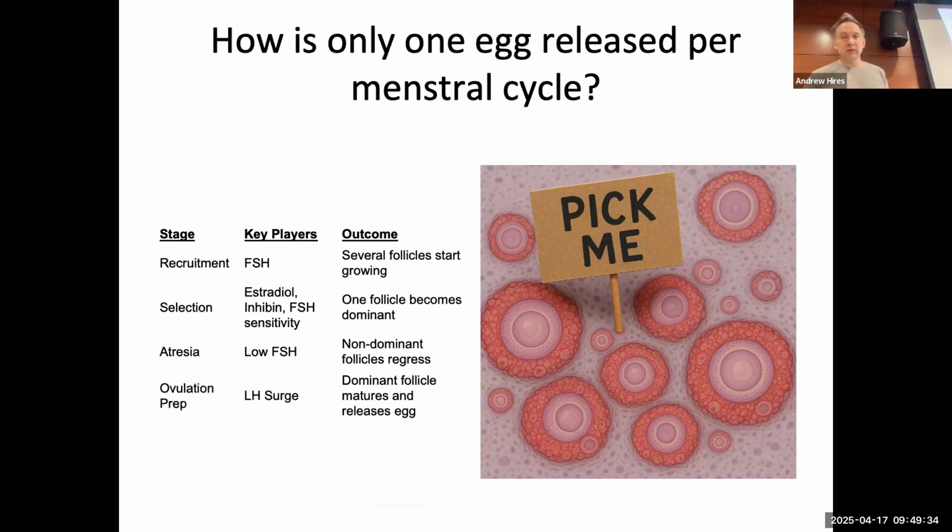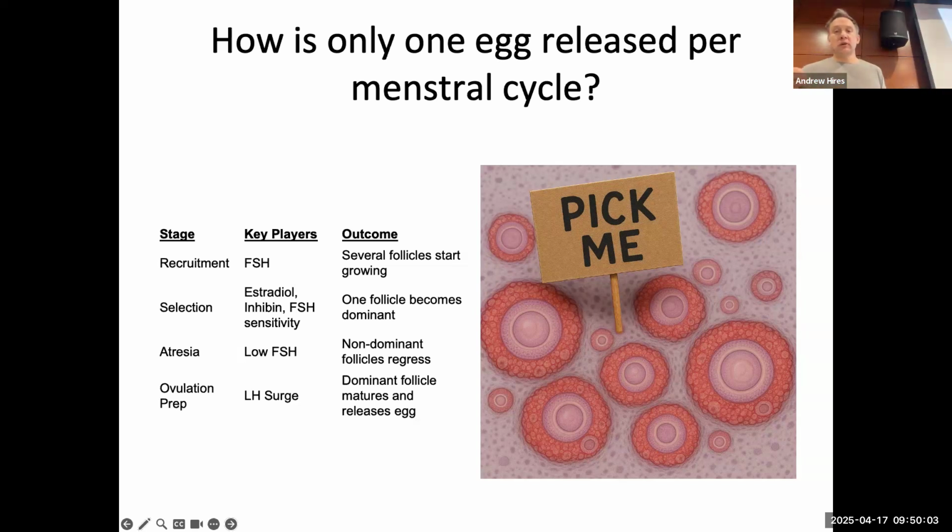At the start of the menstrual cycle, there's going to be a group of antral follicles, those that have already formed a fluid-filled cavity. Those are going to get recruited by the FSH levels. All of those follicles express FSH receptors on their granulosa cells, and they are going to start to grow.